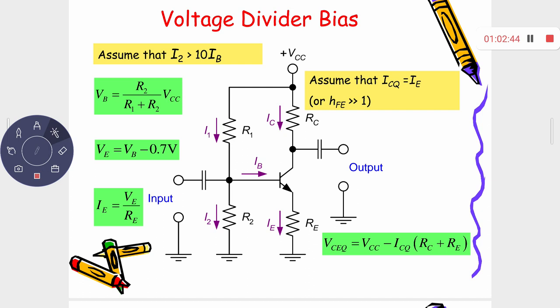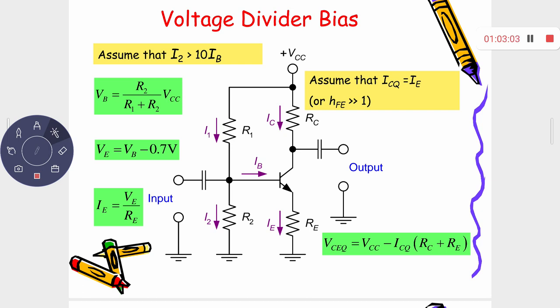It's basically beta times RE. Typically, this beta times RE is larger with respect to R2. Effective resistance, I'm coming to that. Now, if this condition holds good, then it is very easy for you to calculate.